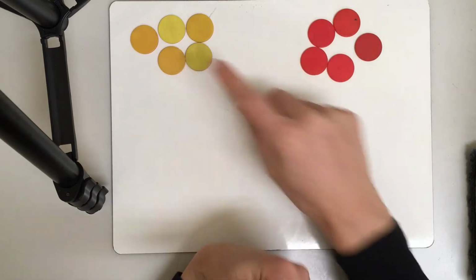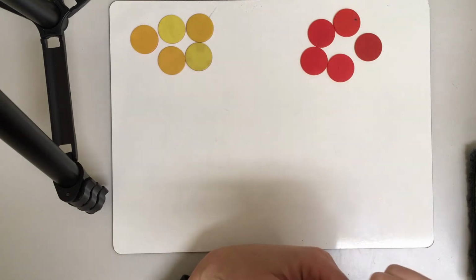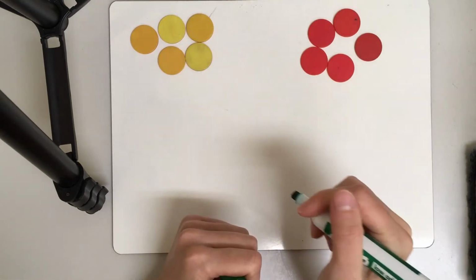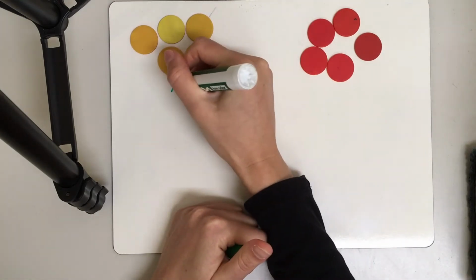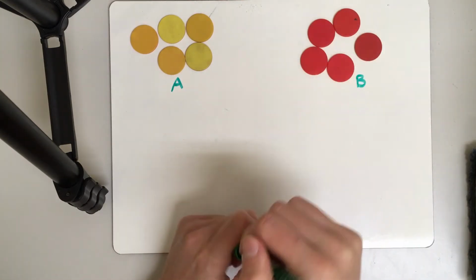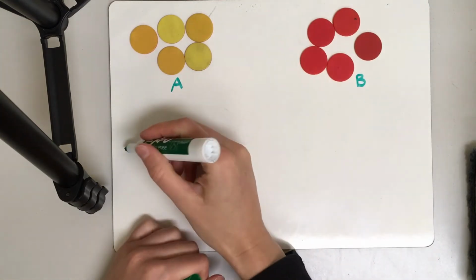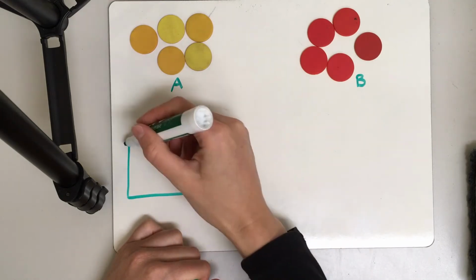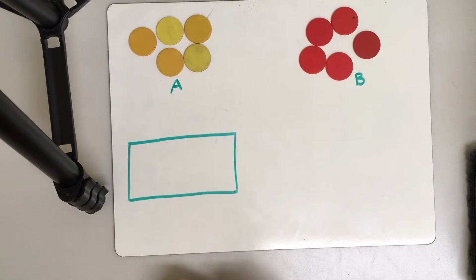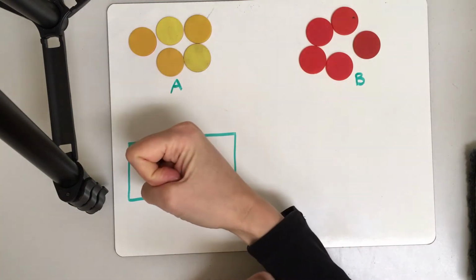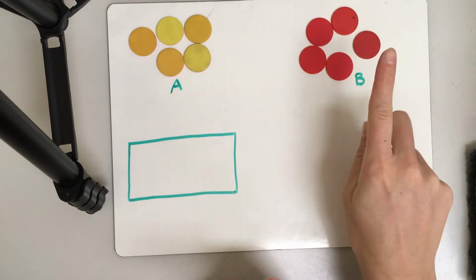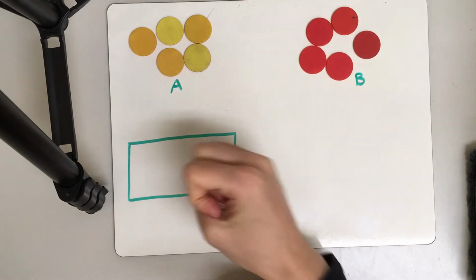I've made two groups, a yellow group and a red group, by paying attention to the attribute color. I'm going to call the yellow group A, and the red group B. Now it's time for me to build a pattern. When I build a pattern, I start by making a core. The core will be the part of the pattern that repeats again and again and again. I get to use the elements in my A and B group to create this pattern core.